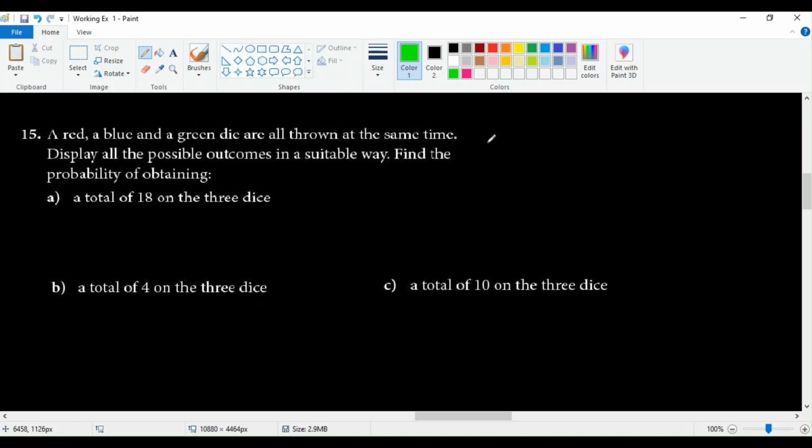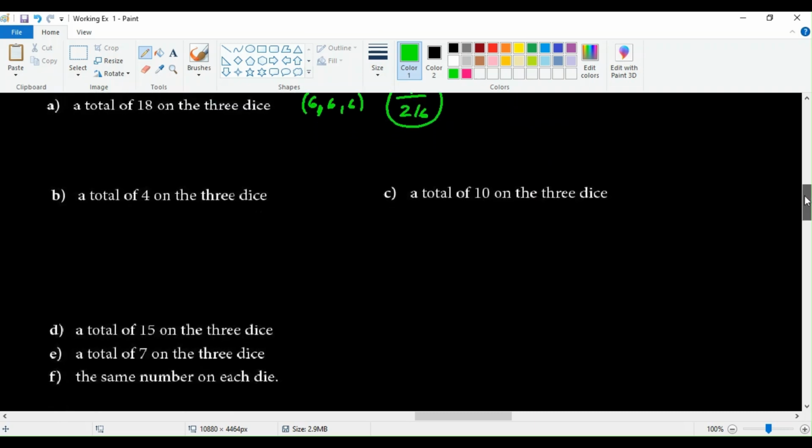Before we go ahead, we have 6 possibilities and we have 3 dice, so this is going to be altogether 216 possibilities. And a total of 18 on the 3 dice means 6, 6, and 6 we are talking about. That means this is one possibility only out of 216. So the answer for part A is going to be 1 over 216.